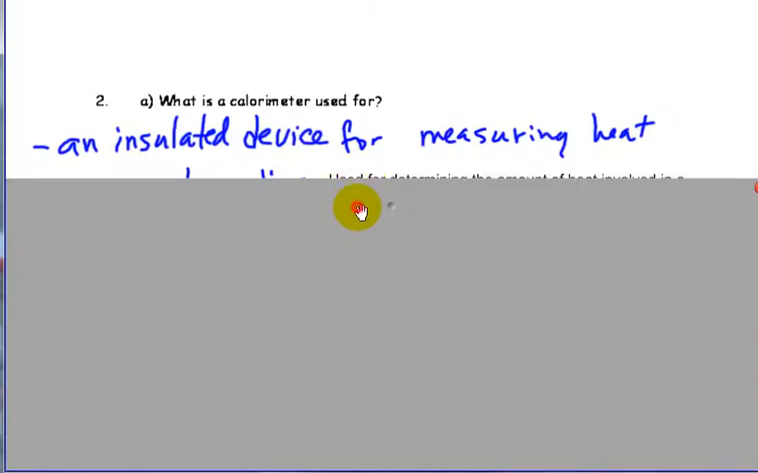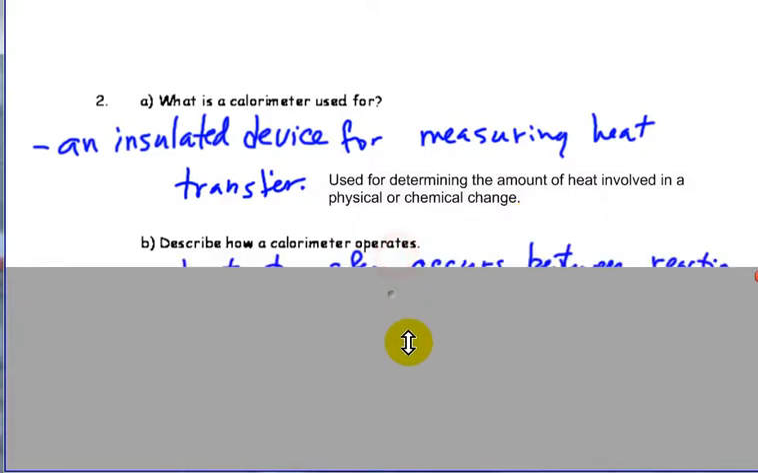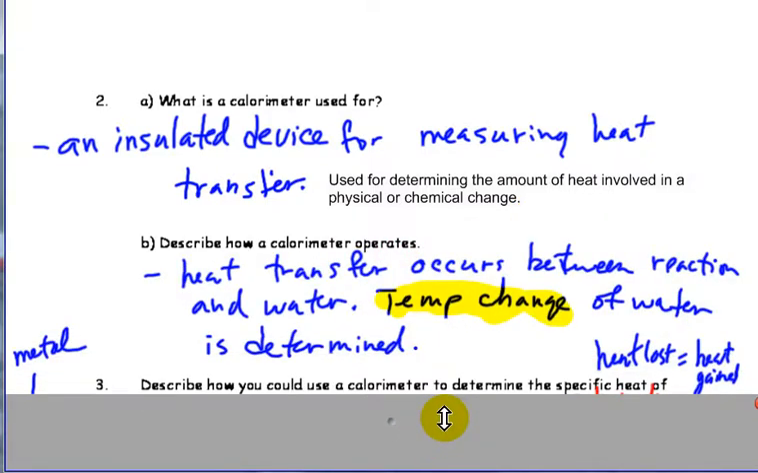Calorimeter: it's an insulated device used for measuring heat transfer. It could be something as simple as a styrofoam cup, which helps contain heat within it, or it could be one that costs thousands of dollars, like a very expensive thermos that ensures that any heat remains inside. So it's used for determining the amount of heat involved in a physical or chemical change. It operates by looking at heat transfer occurring between the reaction and the water that's inside the calorimeter. Any temperature change of the water can help determine how much heat was lost or gained by the reaction itself.